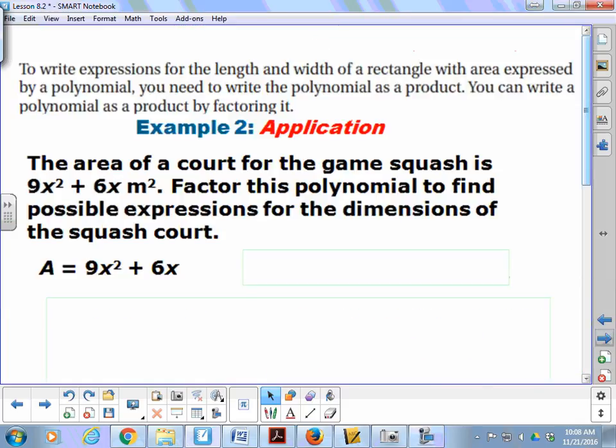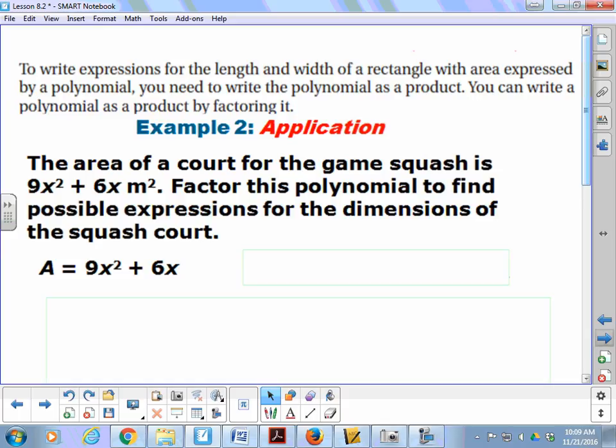Okay, to write expressions for the length and width of a rectangle with the area expressed by a polynomial, you need to write the polynomial as a product. So you can write a polynomial as a product by factoring it. Here, the area of a court for the game squash, anybody ever heard of squash? No. Okay. Is 9x squared plus 6x square meters. Factor this polynomial to find possible expressions for the dimensions of the squash court. All right, so go ahead, factor that.